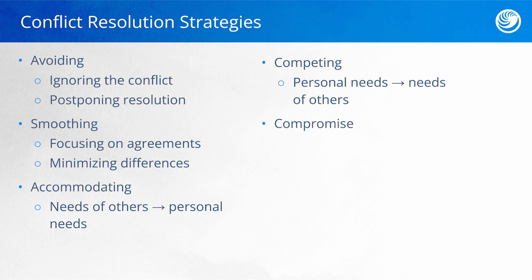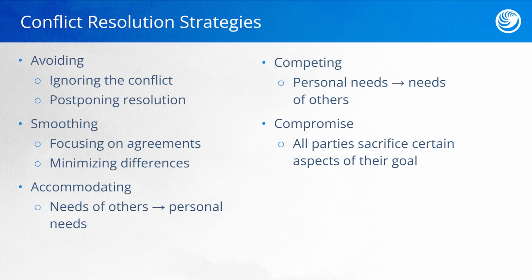Next up, we have the compromise strategy. This is one of the better ones. All parties sacrifice certain aspects of their goal to achieve something together. For example, you have 6 nurses who need to take a medication out of the dispensing machine at the same time. We all work together and line up as a team to achieve our goal. We're all sacrificing a little bit of time, but we're working together.